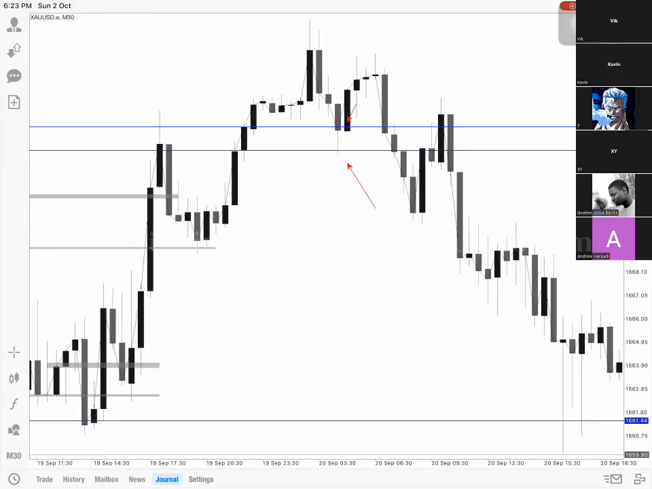So you mark these two levels, and then do you use M5 or M1 to validate which level is going to work? Basically, this is already enough. M5 and M1 is for my early cut loss.